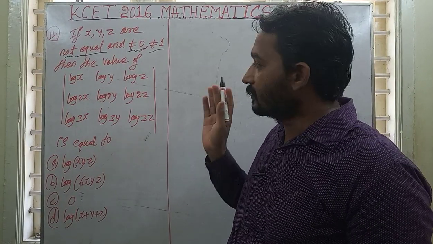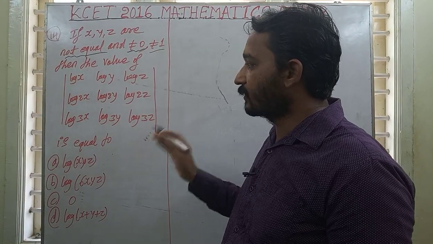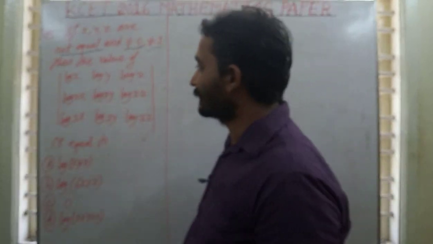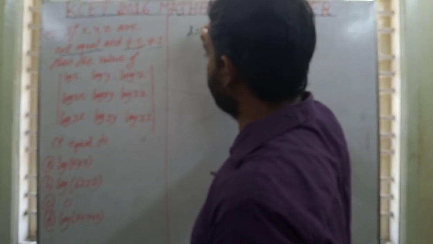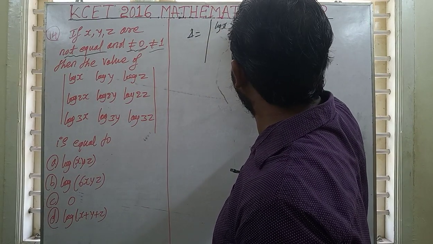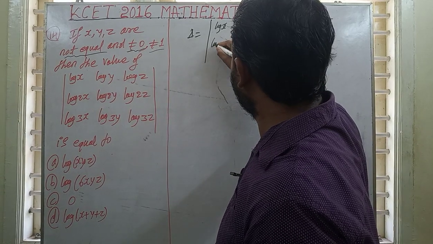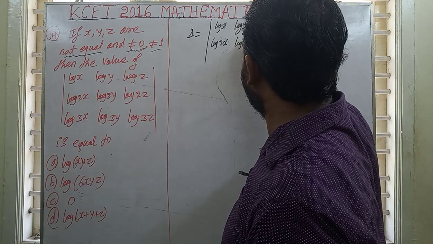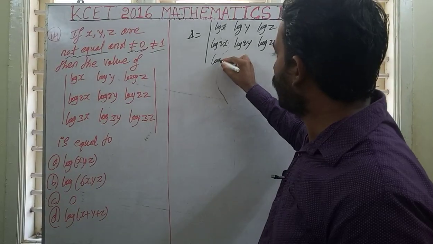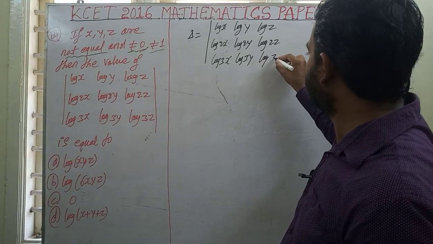So you can solve it. I am solving this question by the usual method, using the rules of logarithm. Okay, so let us take this quantity as delta. You have to find the delta value. So delta is equal to the determinant with rows: log x, log y, log z; log 2x, log 2y, log 2z; log 3x, log 3y, log 3z.